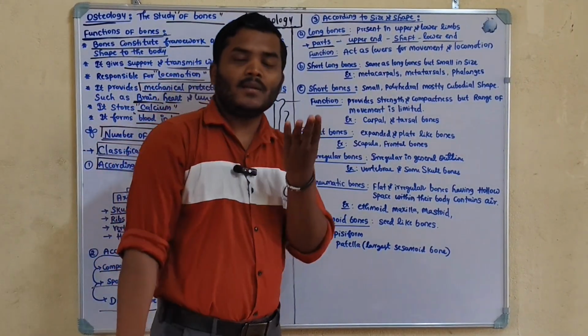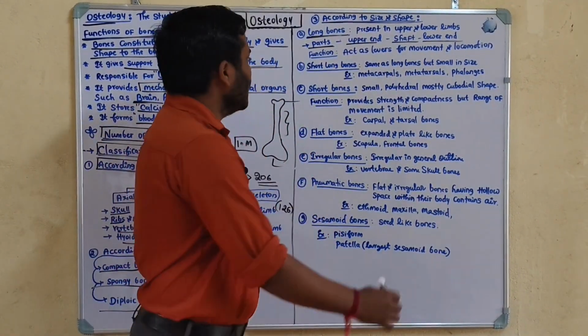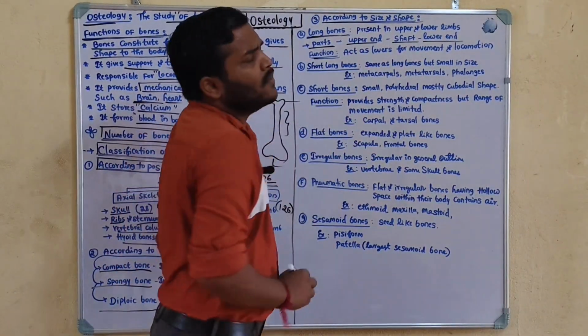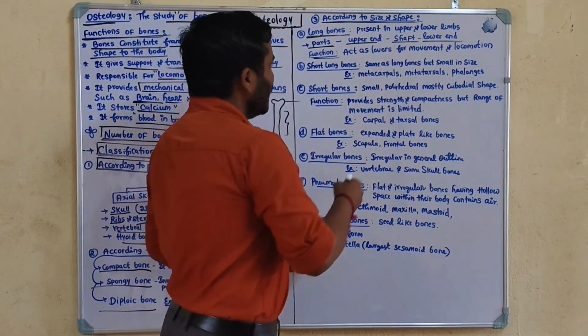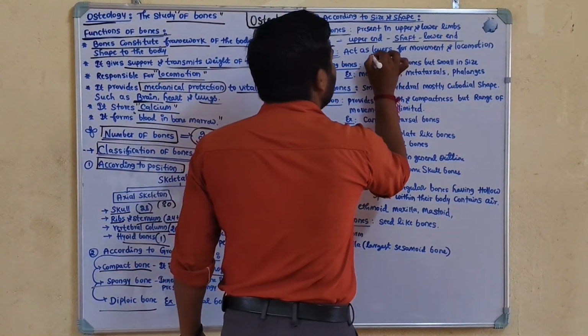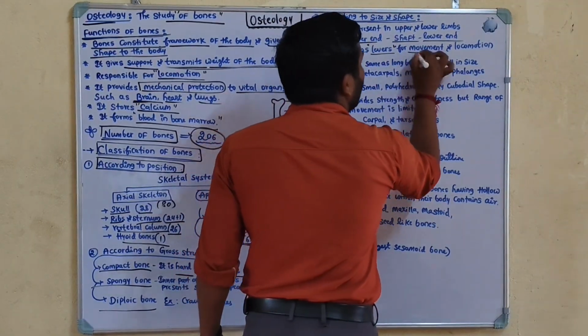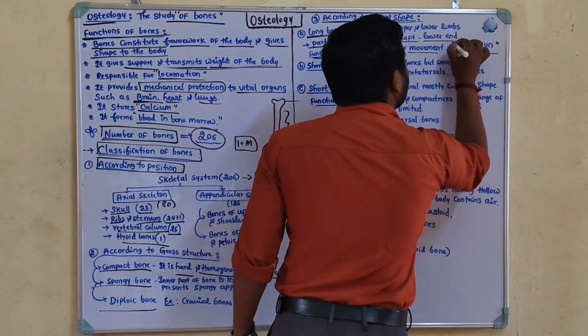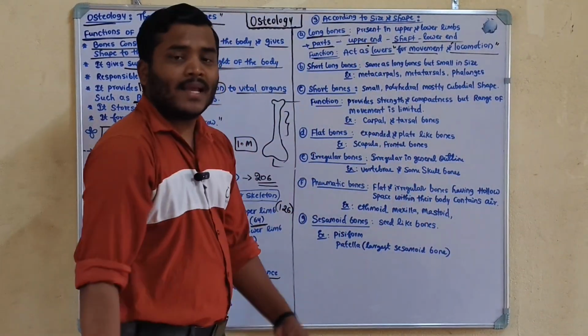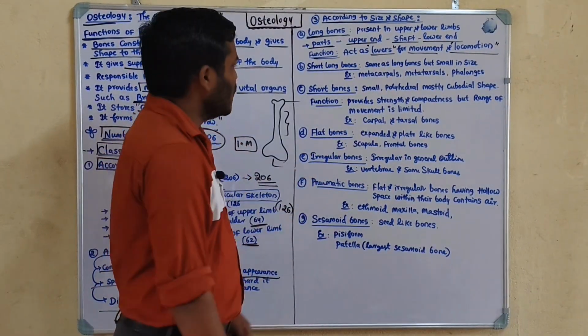How many parts in long bones? Three parts. Okay. Now, what are the functions of the long bones? These act as levers for movement and locomotion. Who helps us in walking and running? Long bones. Okay.